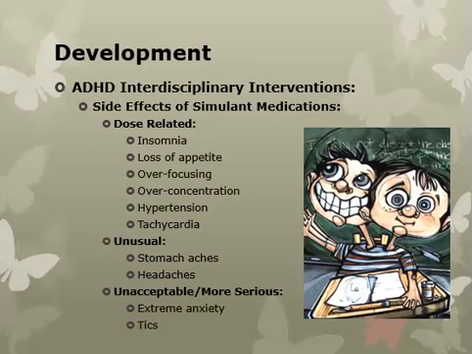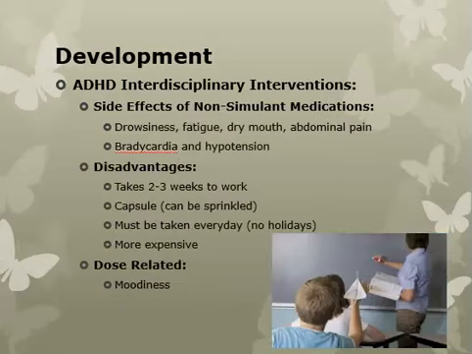All right. Over-focusing, over-concentration can be a side effect. Hypertension and tachycardia can be dose-related. Also, understand they can cause children to be emotional and have anger outbursts as well. Unusual stomach aches and headaches, and unacceptable would be extreme anxiety, tics like blinking eyes, clearing of the throat, nose twitching, or short squawks. That would be an indication that the dose needs to change or the medication needs to be changed.